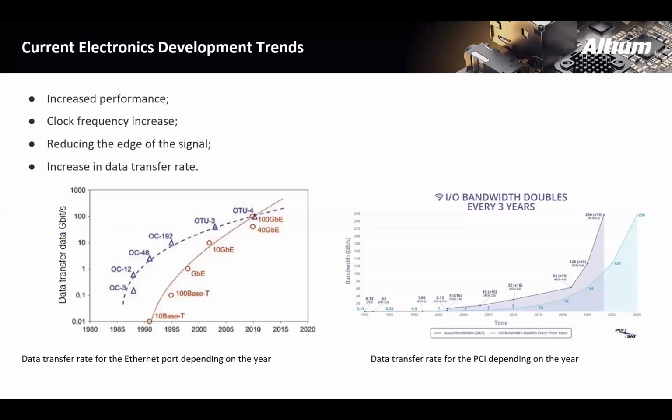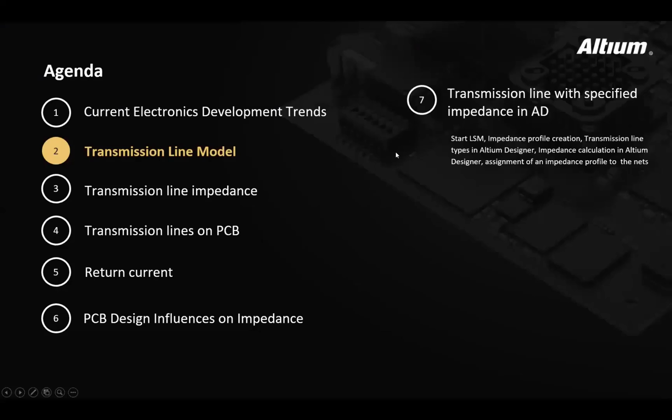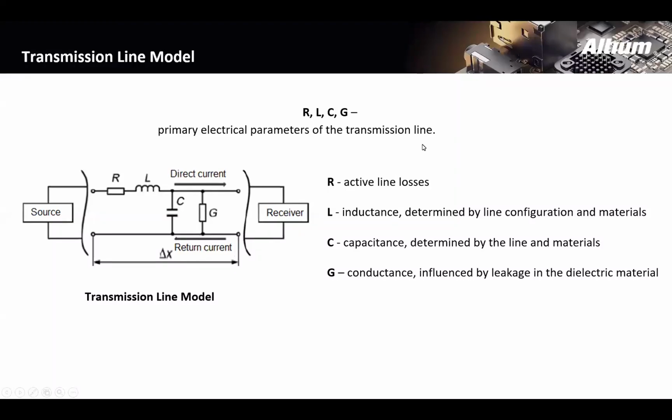So as these clock rates increase, we have reduced edges of the signal, quicker rise and fall times, certainly increased data rates, increased clock frequency, all demanding increased performance. Let's go ahead now and talk about a transmission line model. This is a schematic representation of a typical transmission line. A transmission line is really a direct return system. The conductors are generally placed together to form a single electromagnetic field.